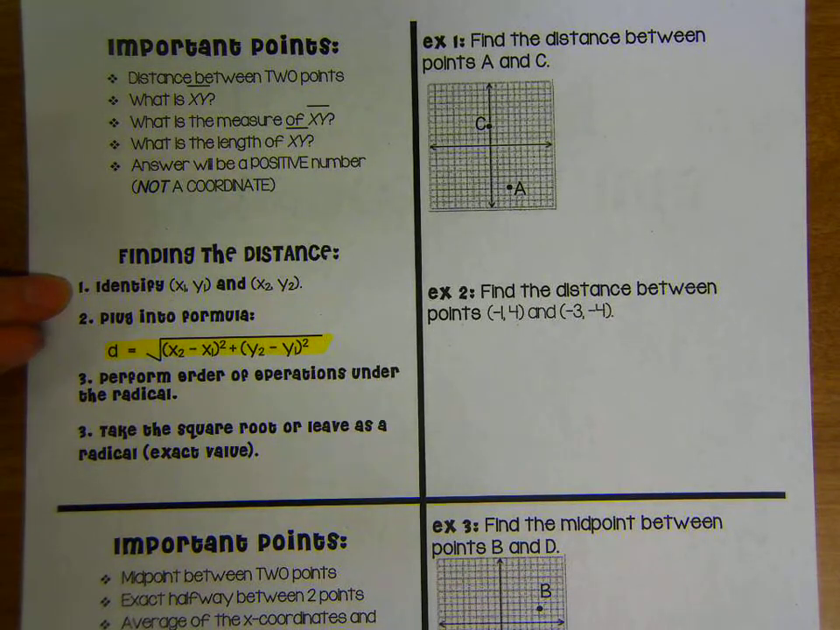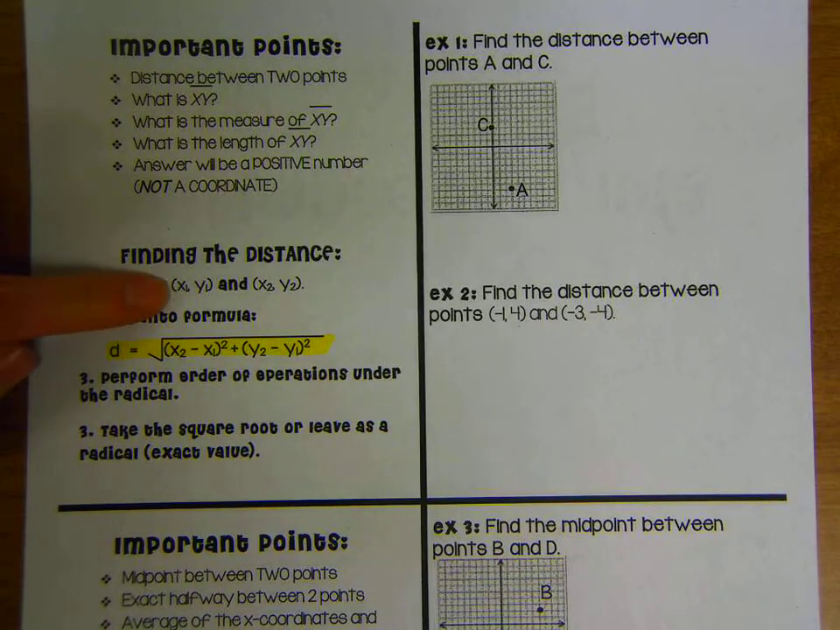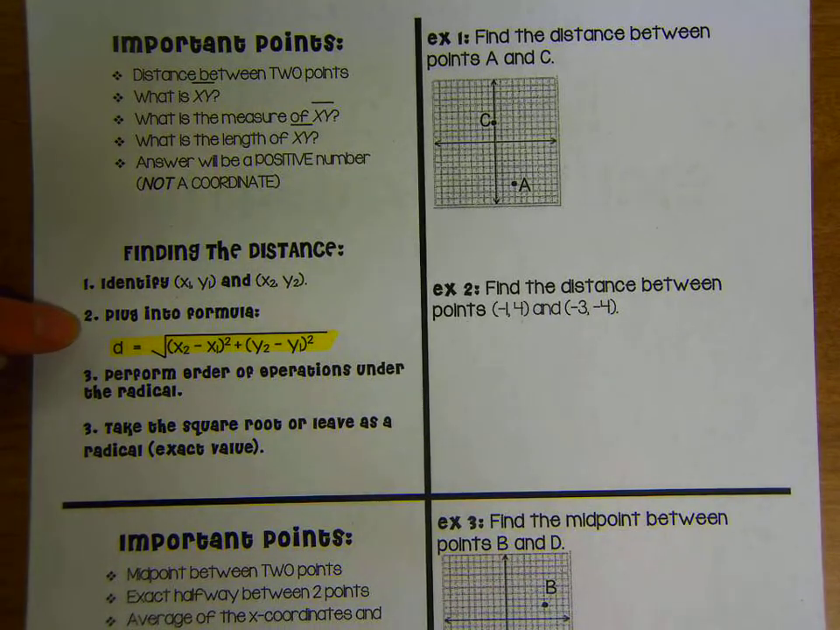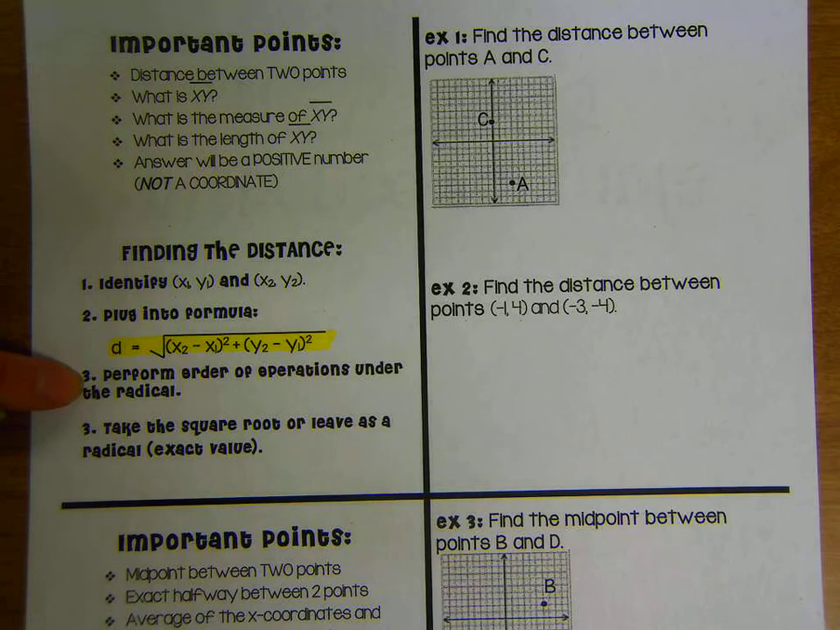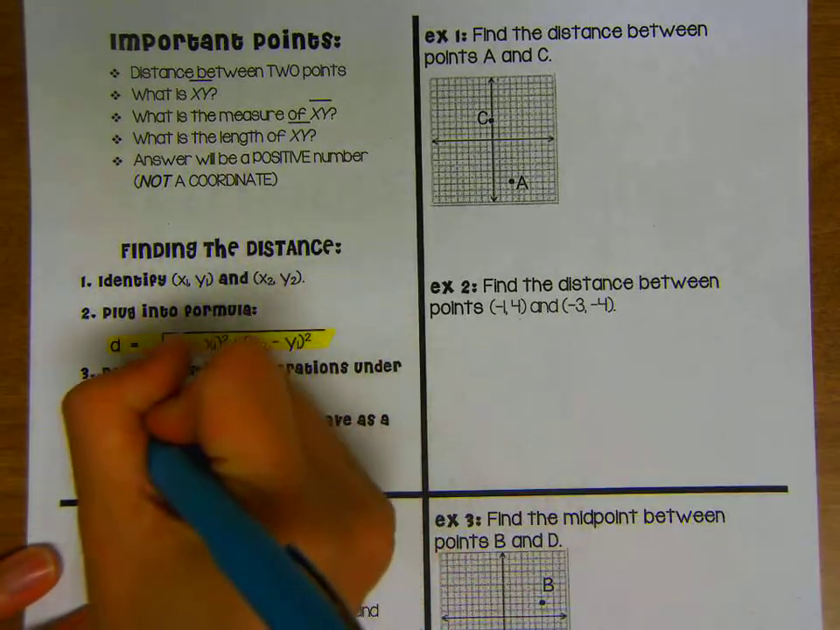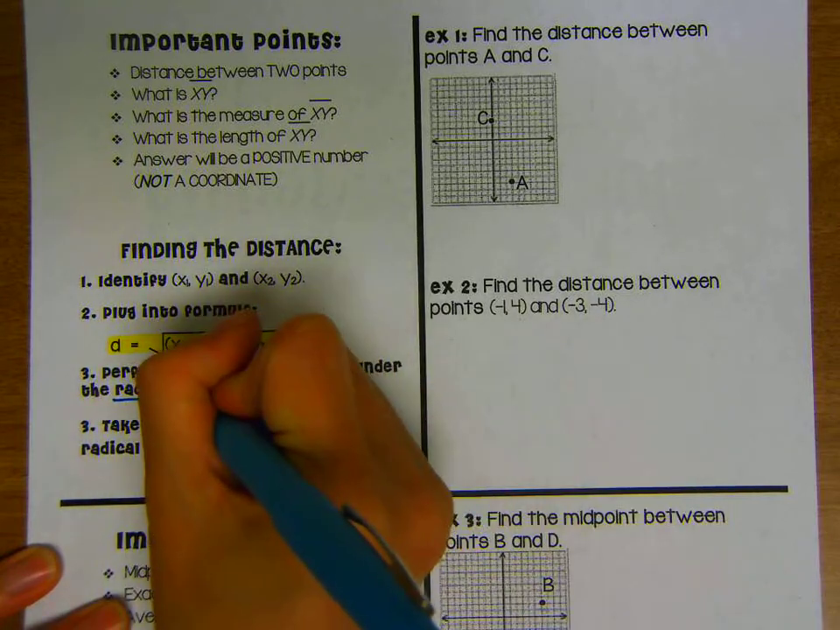First step is we have to identify x1, y1, x2, y2. X represents the x coordinates and y represents the y coordinates. Then we need to plug into the formula and find the values with the radical. Radical means square root. So I want to make a note on here: radical means square root.